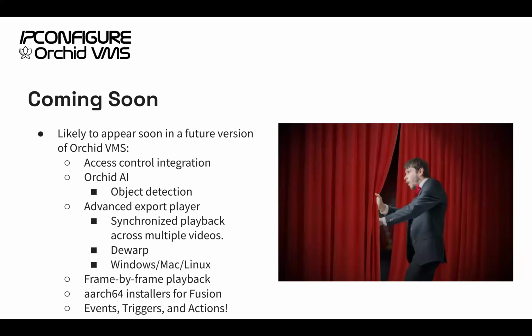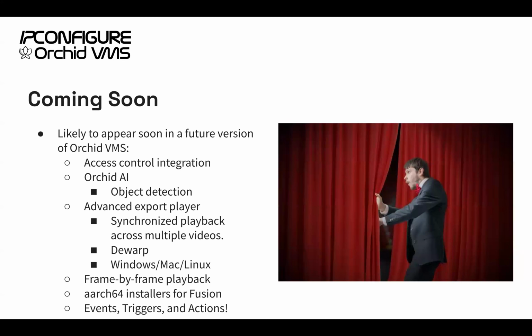And then Orchid's events, triggers, and action system that we've been talking about for a while is still under active development. We're going to see some user-facing components of that events, triggers, and action system soon, certainly this year, perhaps in 25.9, if not then in 25.12. And we will see that increasingly integrated with Orchid AI, our new AI capabilities.